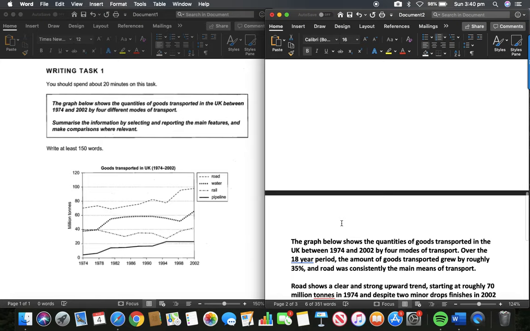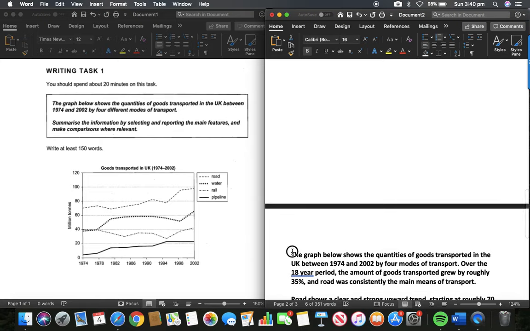Now, let's take a look at how I've put it together. I have basically copied that sentence. Now, the reason is if you're going to spend 2 minutes paraphrasing, that is a waste of time. I just copy it and then I write more than 500 words. Then I get my overall trend. Over the 18-year period, or if you want to write overall, the amount of goods transported grew by roughly 35%, which I believe I've now changed to 40%.